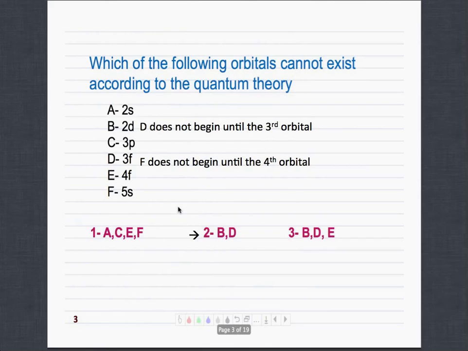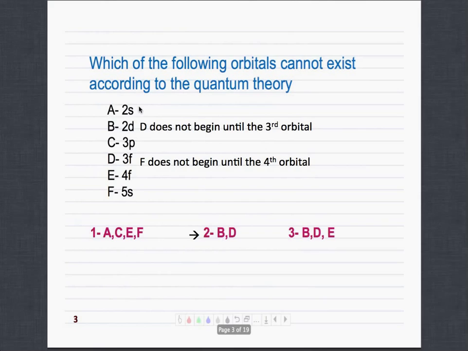So I'm going to stop it right here and check. I have 2 as 64%. 2 is the right answer. So let's see how that happens. Here it's telling me that A, 2s, goes with the quantum theory because at the second shell there is an s. So that's right.